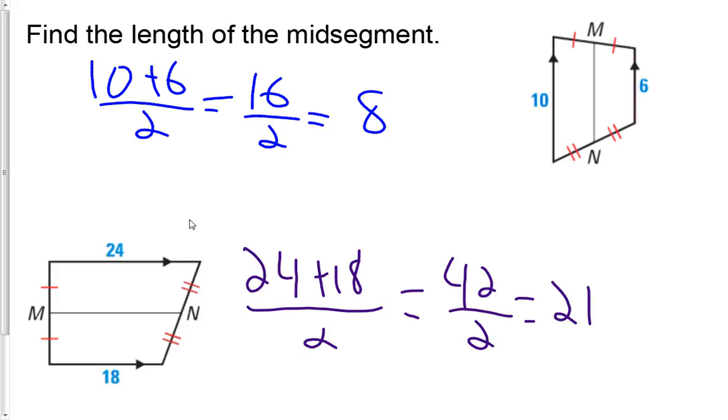So this is all the work you need to show. It's fairly straightforward. I know some people can do this in their head, but that is the work that I need you to show. Add them together, divide by 2, and then if you do it on your calculator, you'll have 21.